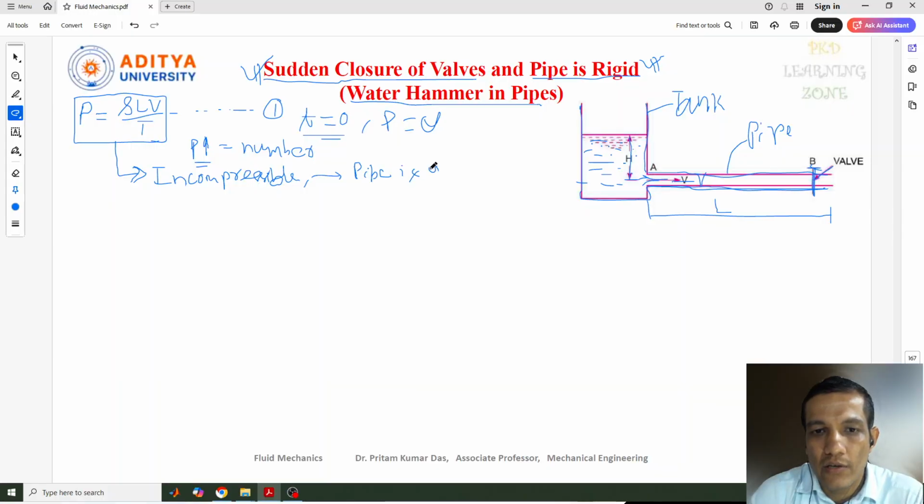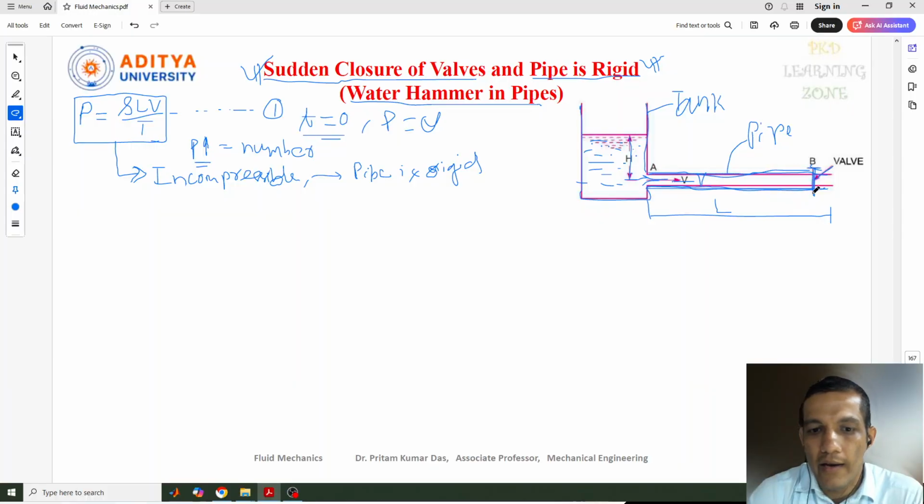Pipe is rigid. Rigid means what? Rigid means it is very, very strong. There is no change in the shape and size. This is the condition: this equation will be valid only when the fluid is incompressible and when the pipe is rigid. We're talking about this pipe AB.